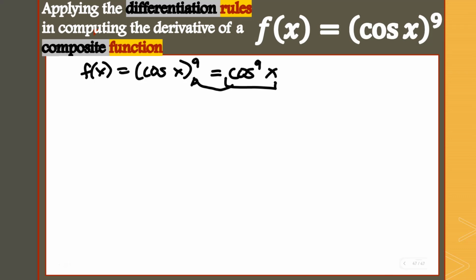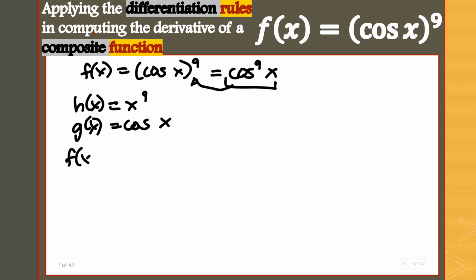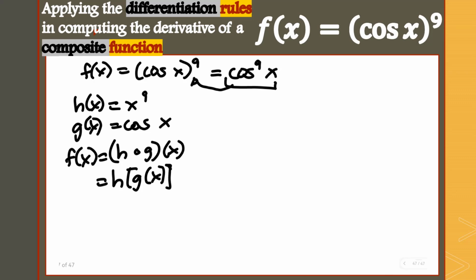This is still an example of a composite function because you can express it in this manner. Your h of x is now x to the power of 9, and your g of x is the trigonometric function cosine of x. Your f of x can be h of g of x, or in this notation, where g of x is substituted for the x here. That's why your cosine of x is all raised to 9.